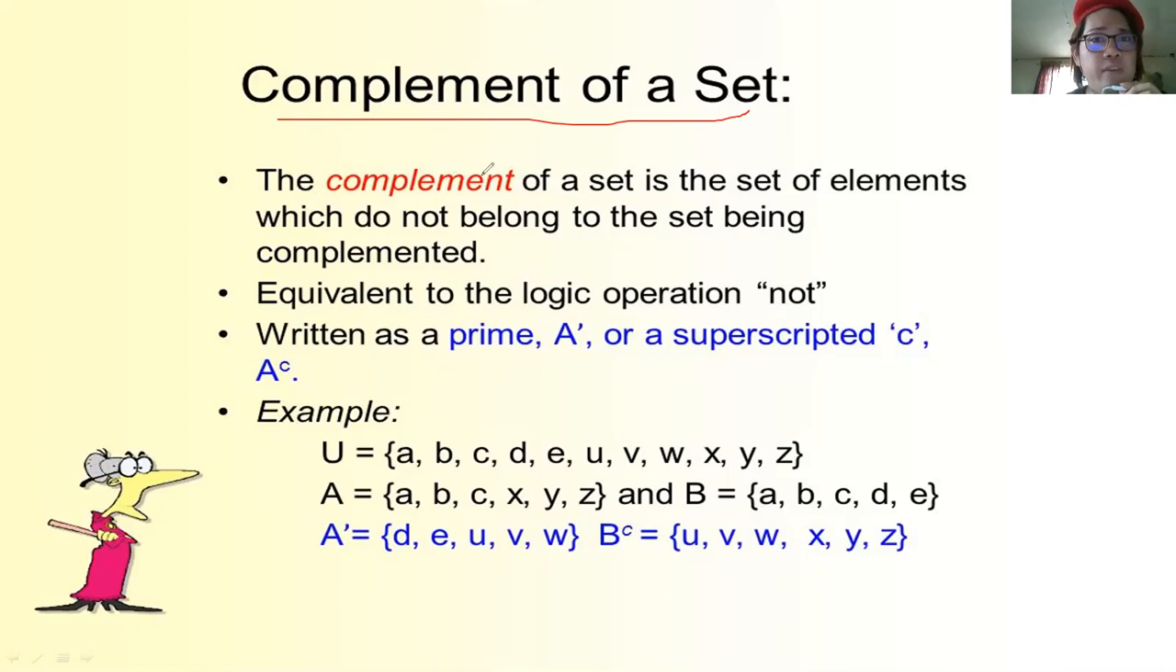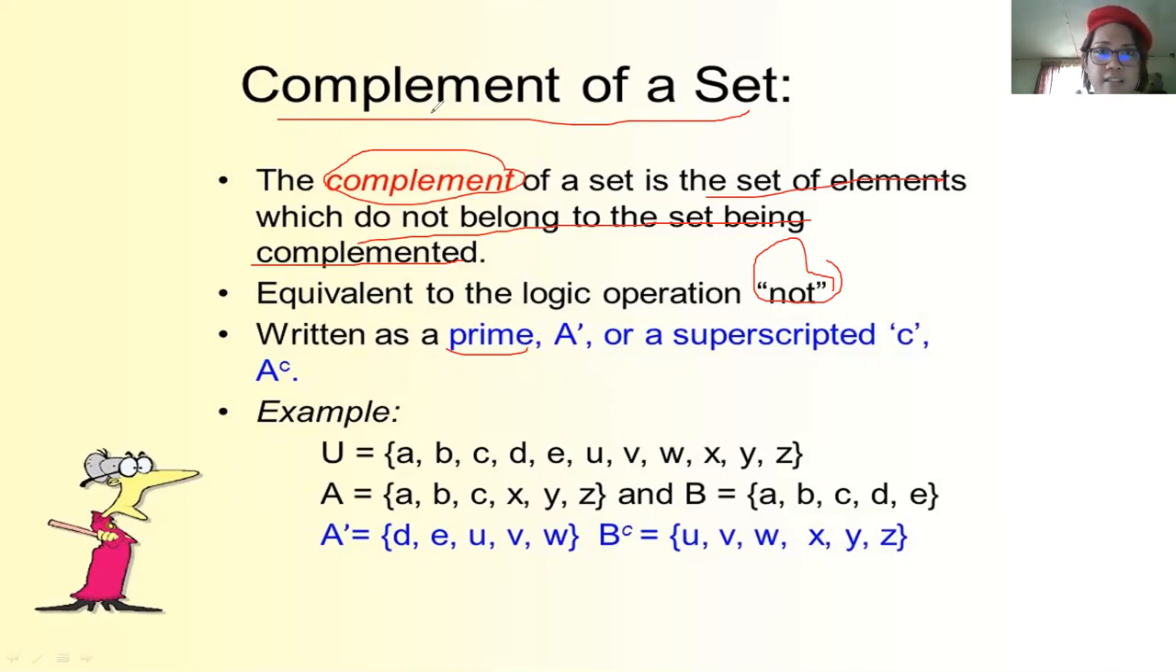Now, complement of a set is the set of elements which do not belong to the set being complemented. I'll repeat, complement of a set is the set of elements which do not belong to the set being complemented. This is equivalent to the word not. When you hear the word not, that refers to complement. In short, complement of a set can be written as prime. So when you say A prime, that means complement of A.